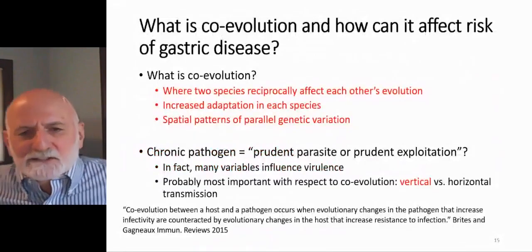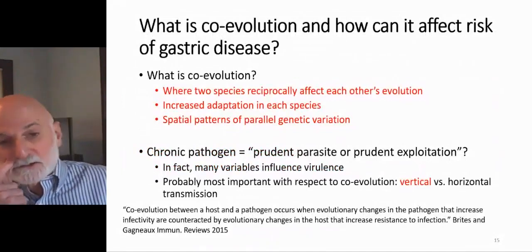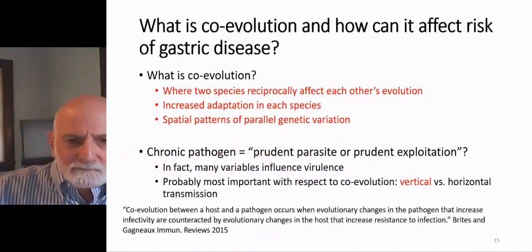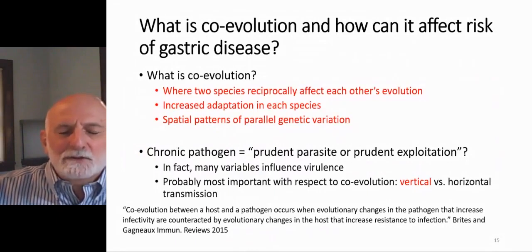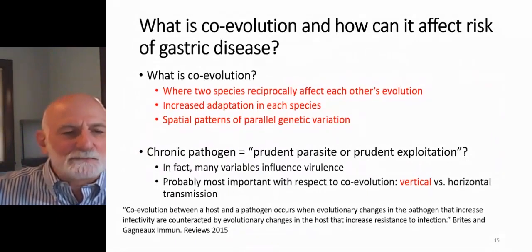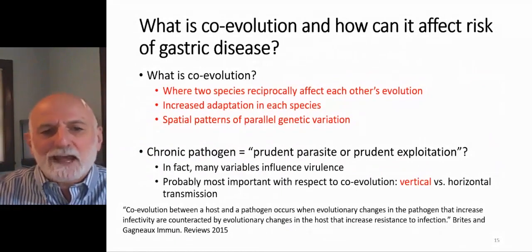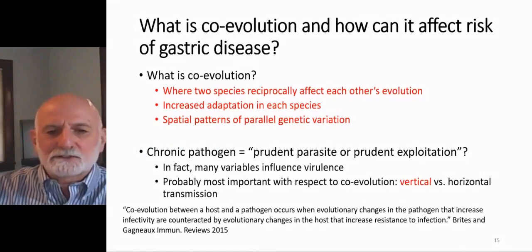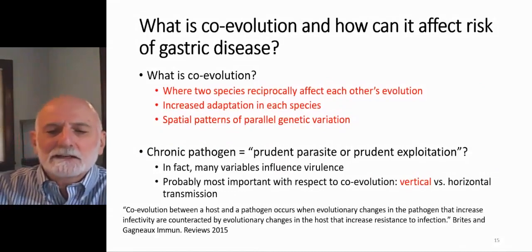So what is this concept of coevolution? And it's an old concept. It goes back in the evolutionary literature many decades, but it's really where two species reciprocally affect each other's evolution. They each increase their adaptation to the other species, and you can see this in spatial distributions and variation in spatial distributions. So one way of looking at this is there's a chronic pathogen, which is a prudent parasite, or it prudently exploits the host.